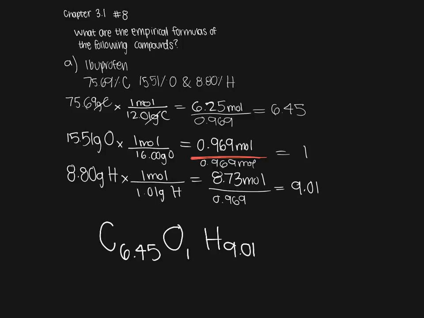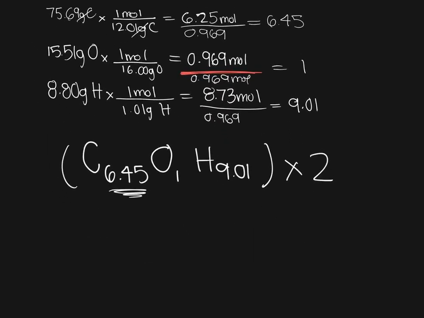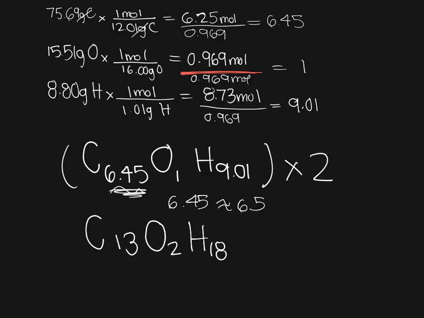Now we're not done yet because we have 6.45 moles of carbon in the compound, and we can't really have 6.5 moles of something. So to fix this, we multiply the entire empirical formula by 2. Now we have C13, because we approximate 6.45 is about 6.5. We can do that approximation. Now we multiply oxygen by 2, so O2, and H by 18. So this is our final molecular formula for ibuprofen.